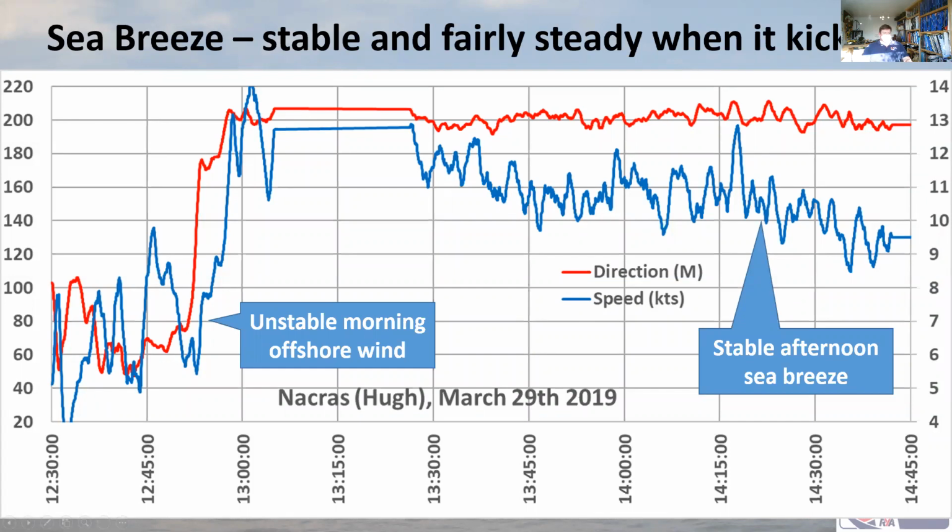In the morning here, you can see that, again, red is direction. So the unstable offshore wind in the morning, anywhere from 050 to 100. So really big shifts left and right. So unsteady as well as unstable, massive gust to lull difference. Then the sea breeze kicking in quite nicely about 1 o'clock and being very steady on the direction after that. Really nice and fairly stable, not too much of a gust to lull at all. Maybe 2 to 3 knots on an 11-knot wind speed after that. So a really nice example of the change in the characteristic of the wind from morning to afternoon.